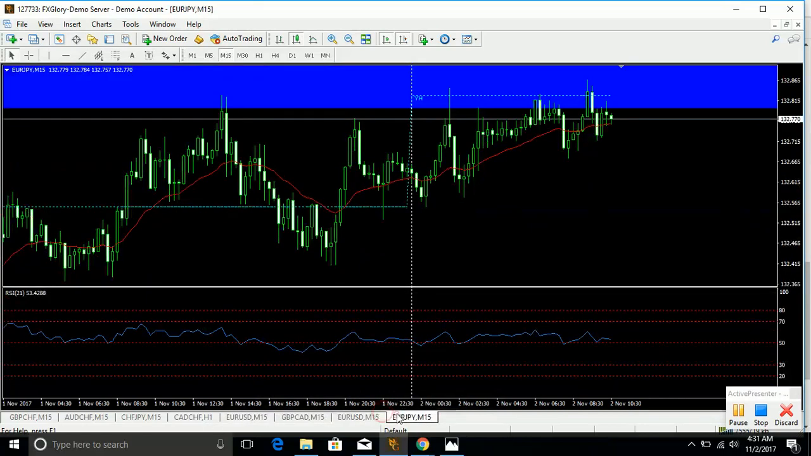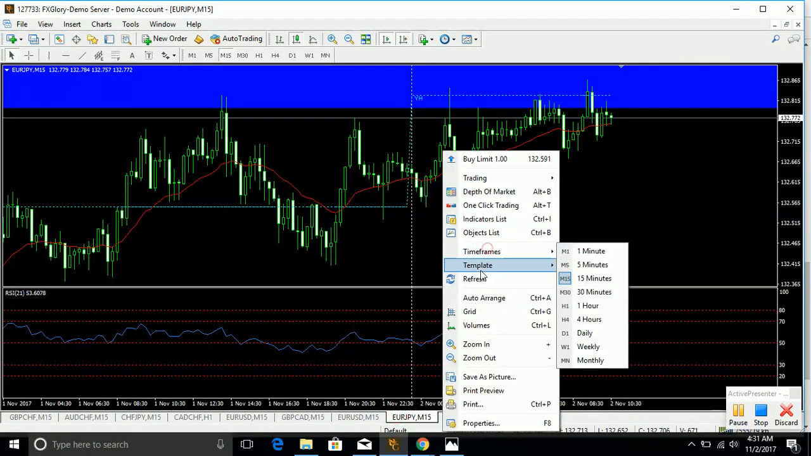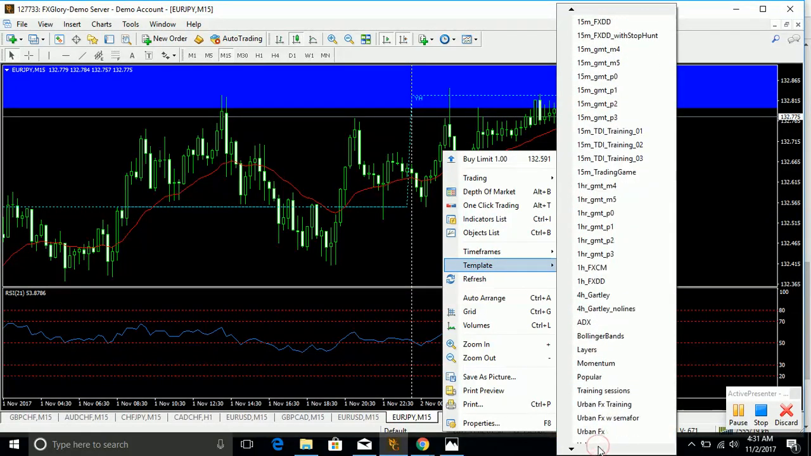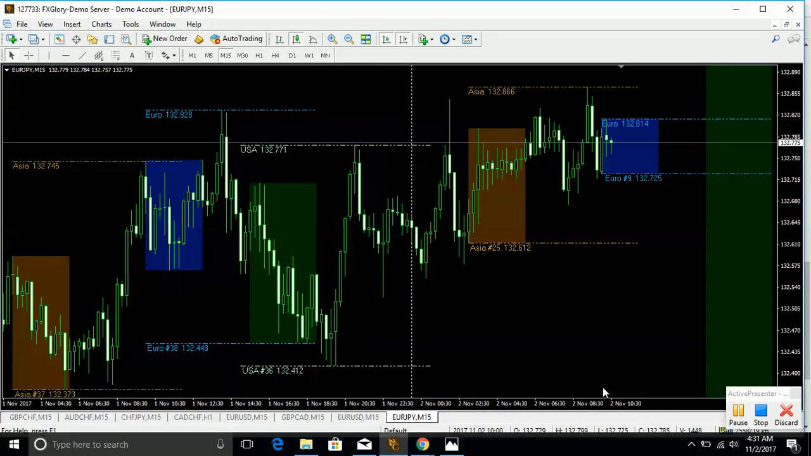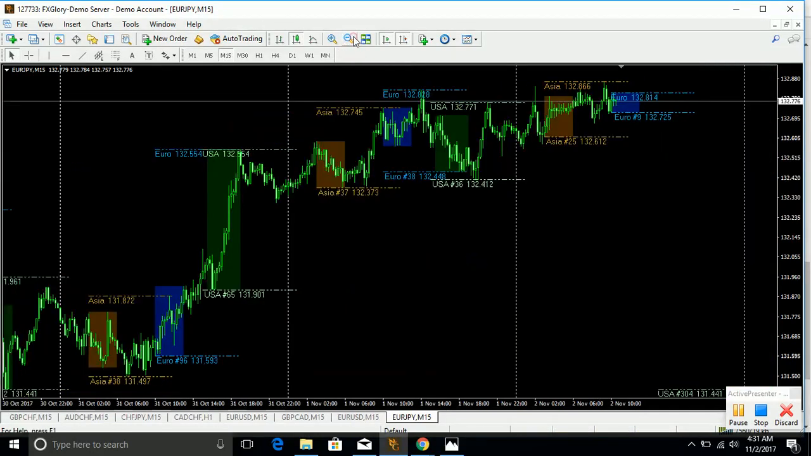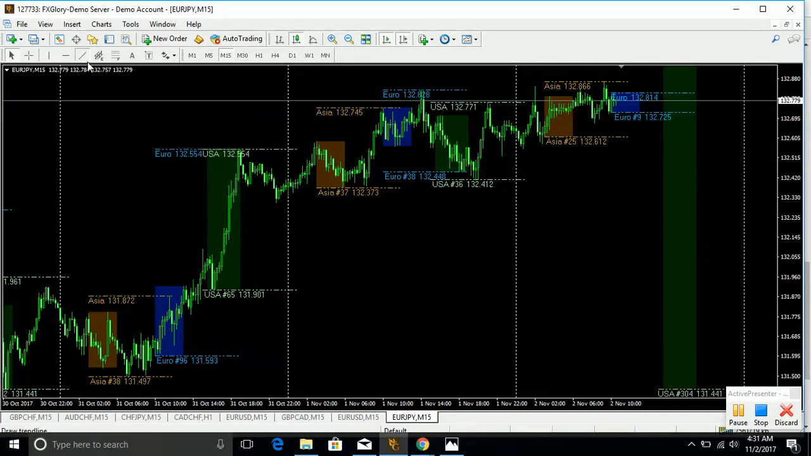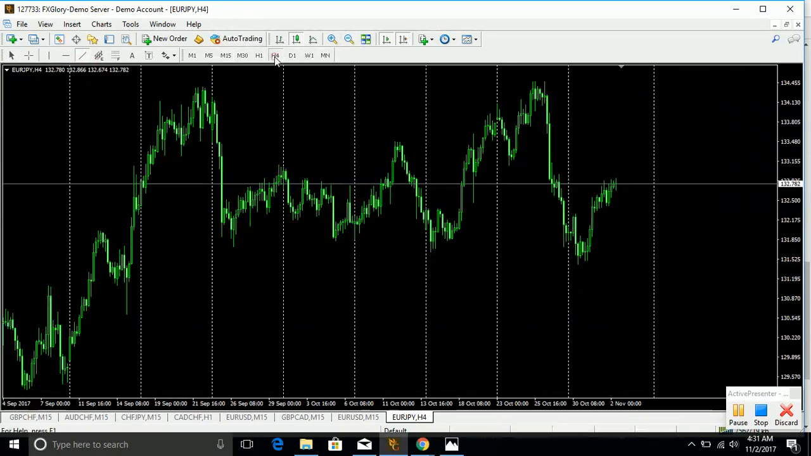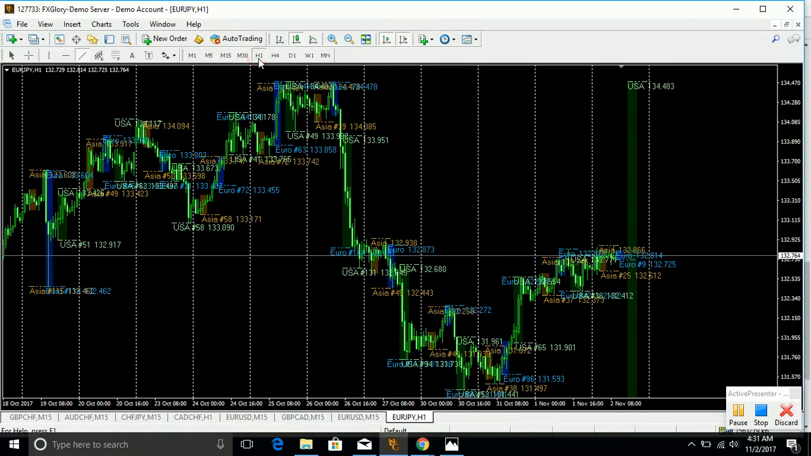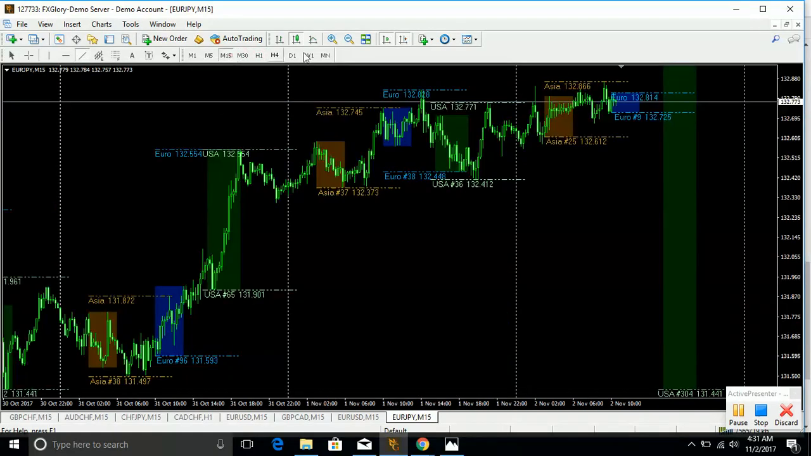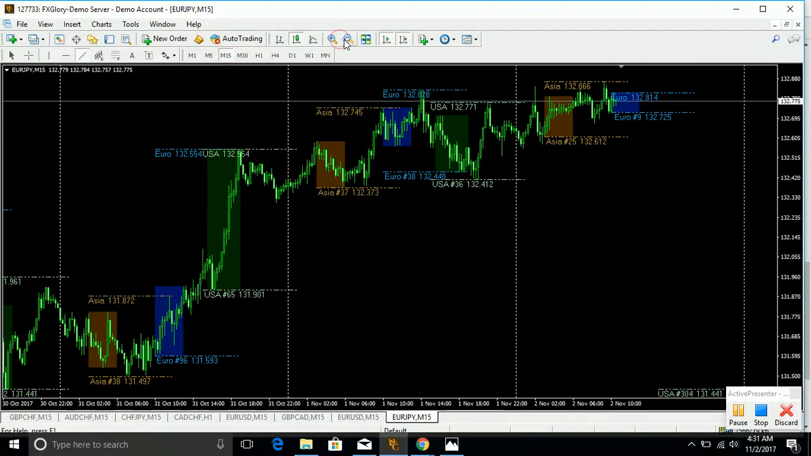Okay, let me go back to this Euro JPY. I'm actually going to put another template on it. Okay, I'm going to use this one. Now if we zoom out, we can actually draw some trend lines. Let's go to the 4 hour. No, let's go to the hour. Let's go to 30. No, let's go to 15 minutes. Okay, I like this. 15 minutes.